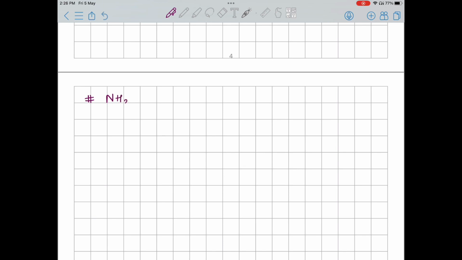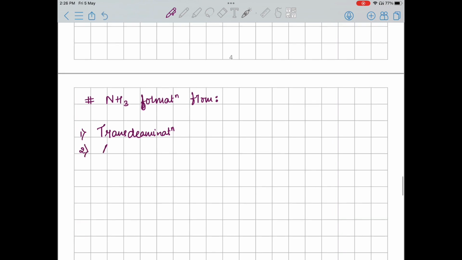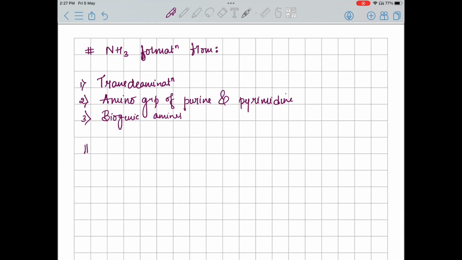Now if we look ahead, we look at the ways through which we can form ammonia. First, ammonia is formed with the help of trans-deamination. We saw the processes of trans-deamination, oxidative deamination, and non-oxidative deamination, both of which gave ammonia. Second, the amino group of purines and pyrimidines also gives us ammonia. And biogenic amines are also sources of ammonia. So these three are the sources of ammonia.